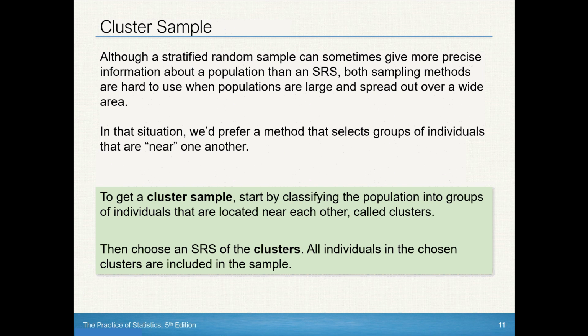Although a stratified random sample can sometimes give more precise information about a population than an SRS, both sampling methods are hard to use when populations are large and spread out over a huge area. In that situation, we might prefer a method where we can select groups of people close to one another. This is called a cluster sample. To get a cluster sample, start by classifying the population into groups of individuals located near each other, called clusters. Then, choose an SRS of the clusters. All the individuals in the chosen clusters would be included in the sample.